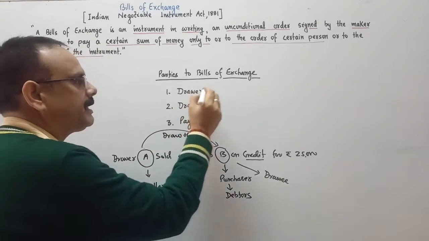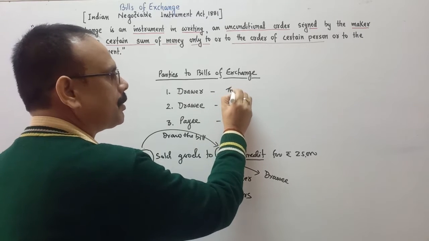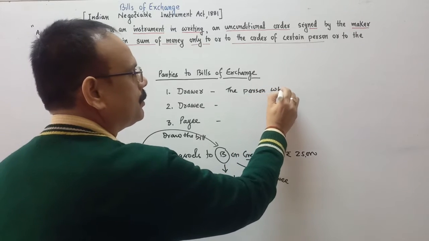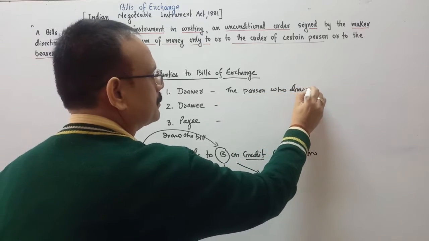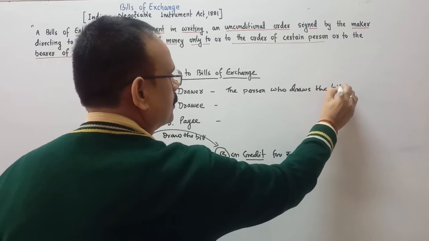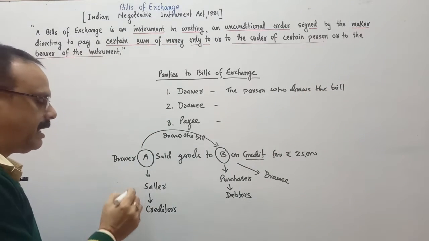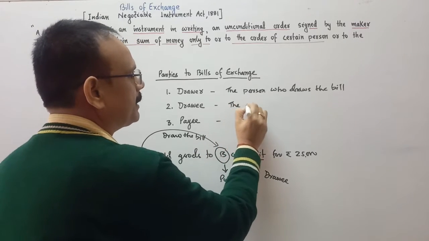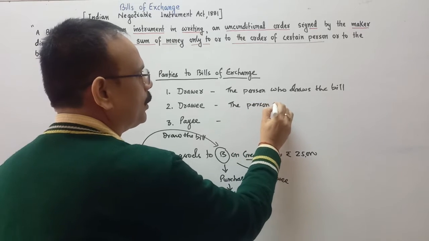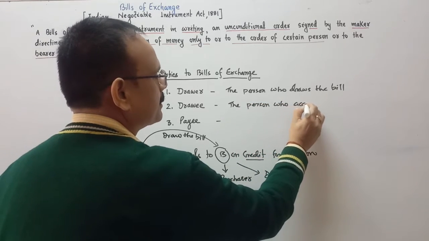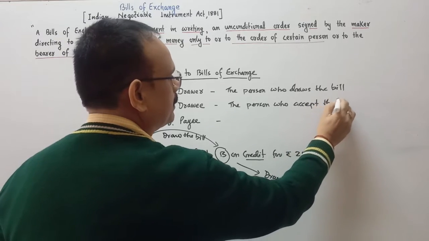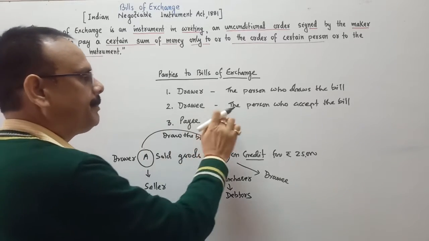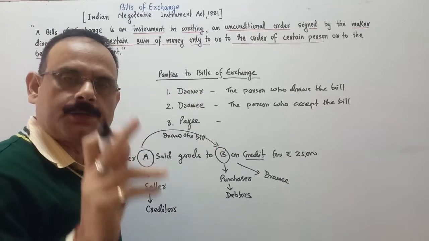So here the drawer is the person who draws the bill. So who draws the bill? The seller or creditor draws the bill. The person who accepts the bill: the bill is drawn by A over B and B accepts it. So B becomes the drawee, the person who accepts the bill.